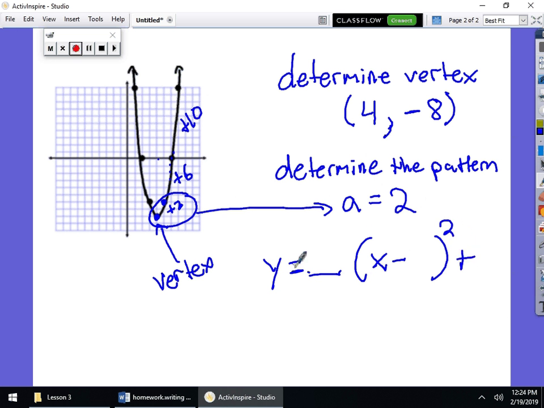Once we have that, it's y equals the A value, x minus h squared, plus k. So y equals 2, the A goes in for 2, and then x minus 4, and then what are we adding on to the end? Plus -8, or we could have just said minus 8. So once again, we just find the vertex, then the pattern, and we just plug those 3 values in, and that's how we write our equations.